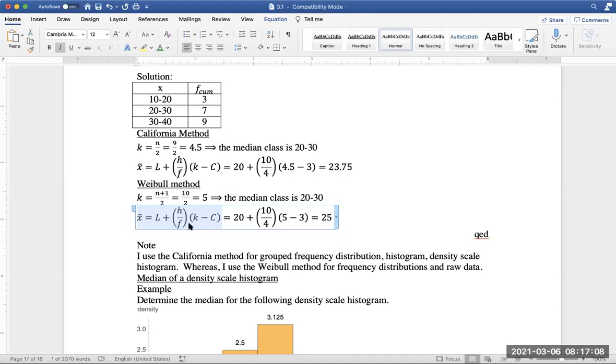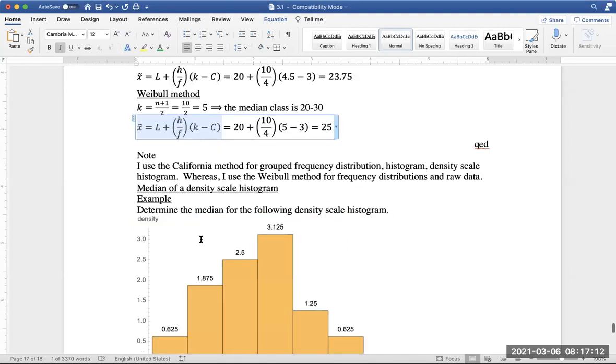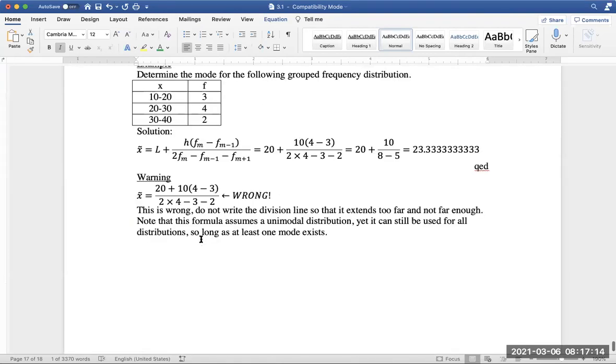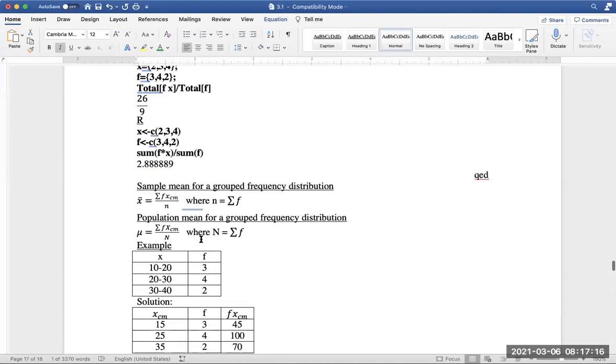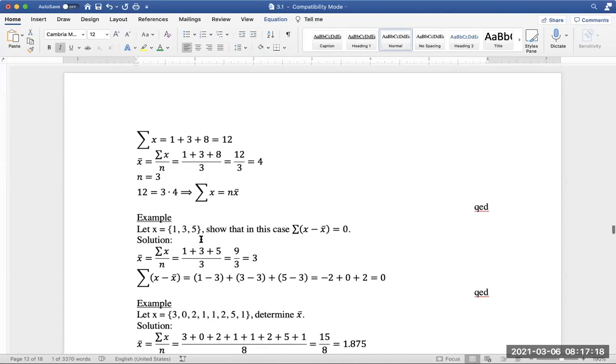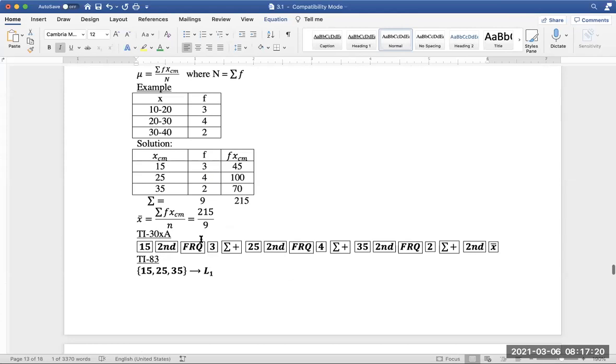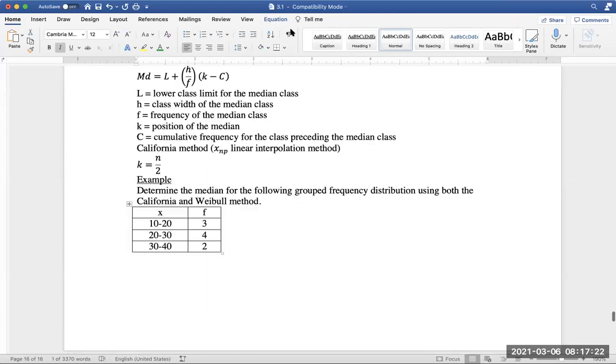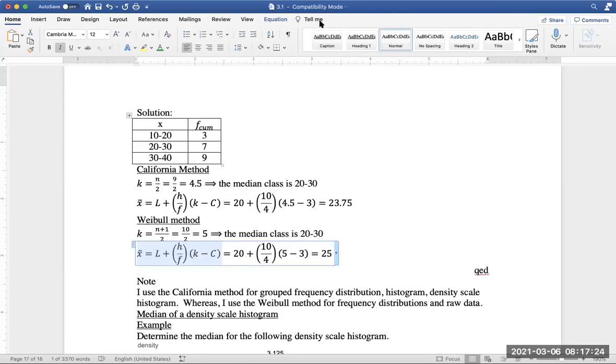Okay. Wait 1 second. Where are the other methods? Oh, I bet you. Okay, wait 1 second. I'm using some old lecture notes. Okay, so wait. Let's see if I have. This is 3.1. Okay.